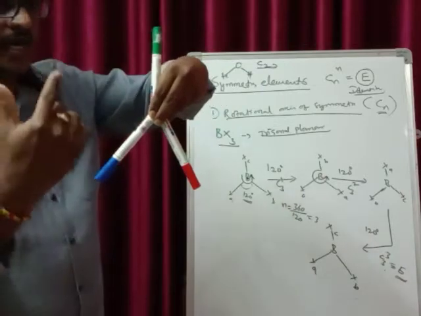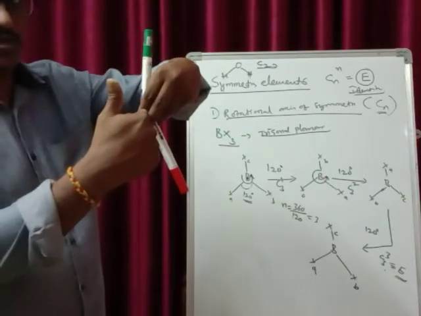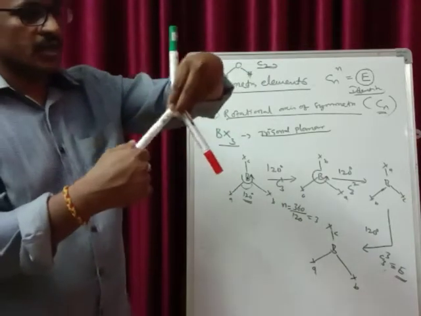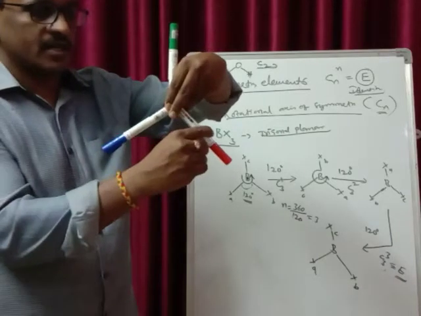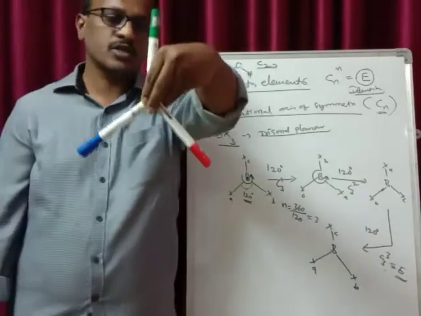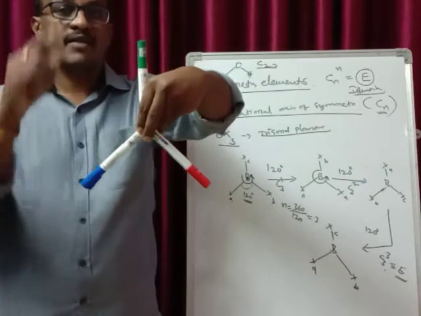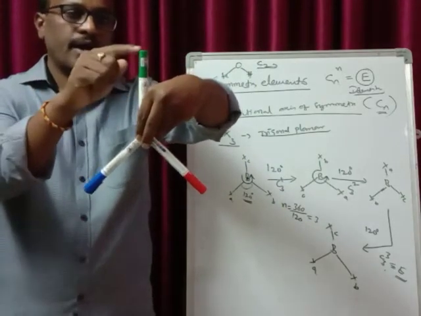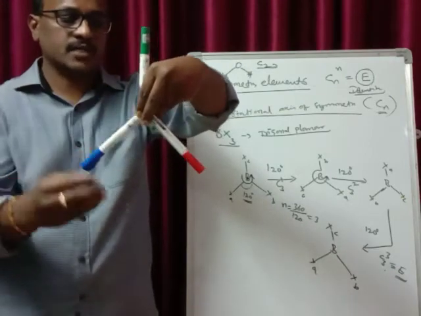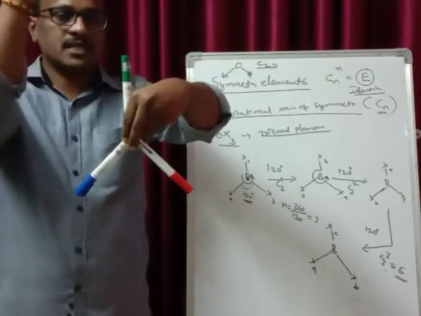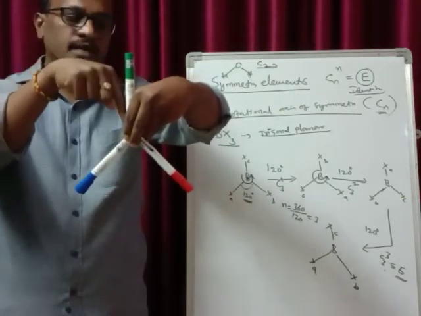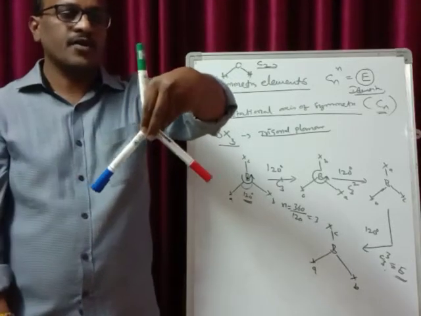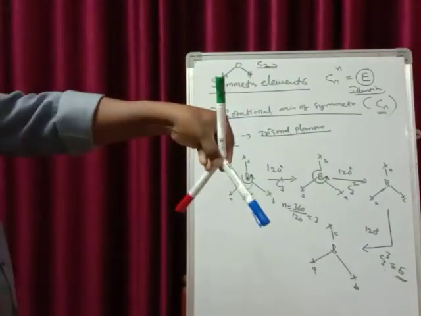Initially in the C3 axis, the axis is passing from the center of the boron atom, and on rotation by 120 degrees, you got the equivalent structure. Here in this case, the C2 rotational axis of symmetry is obtained when the axis is passing from the X and the boron atom. This is the X atom, this is the X, and this is the X. The axis is passing from the center of this X and the center of the boron atom, and you are going to rotate along this axis.